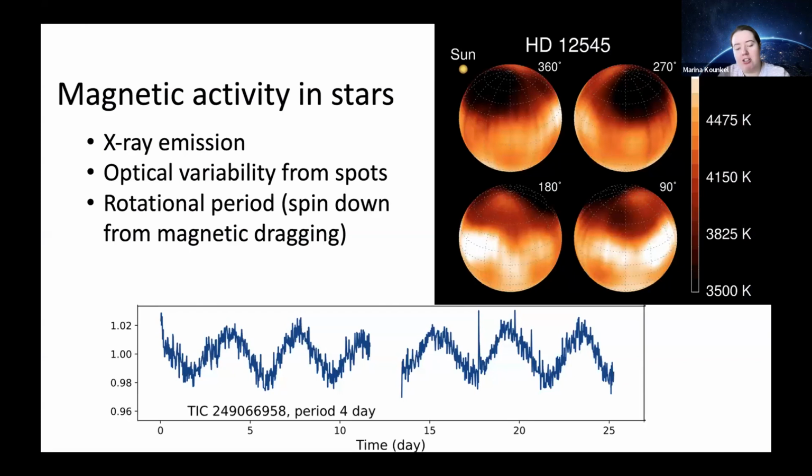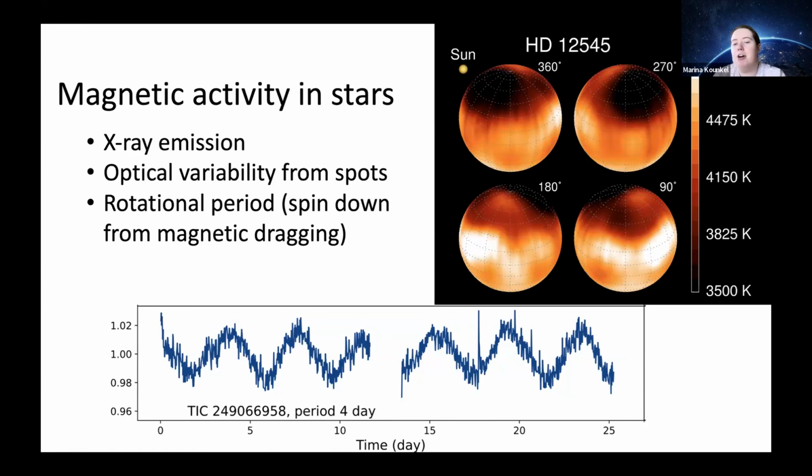But when we look at the magnetic field in general, there's a couple of ways we can track it. One of them, most directly, would be the X-ray emission. A couple of others would be through optical variability, because when you have strong magnetic fields, you also develop spots on the surface of a star, and as these spots rotate in and out of the field of view, you get this variation in flux that would occur on the timescales of the rotational period. The larger the spots, the larger the amplitude of the variability is going to be.